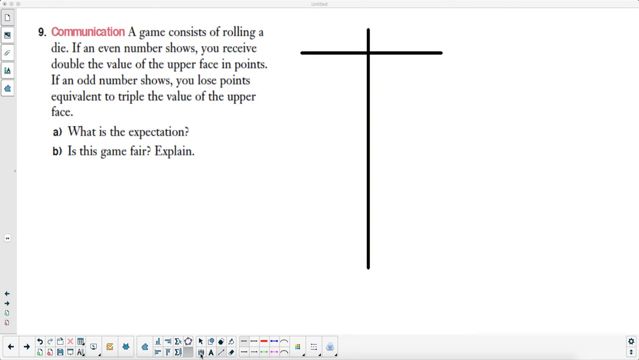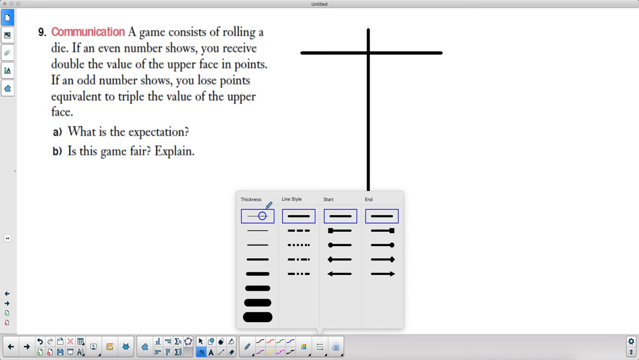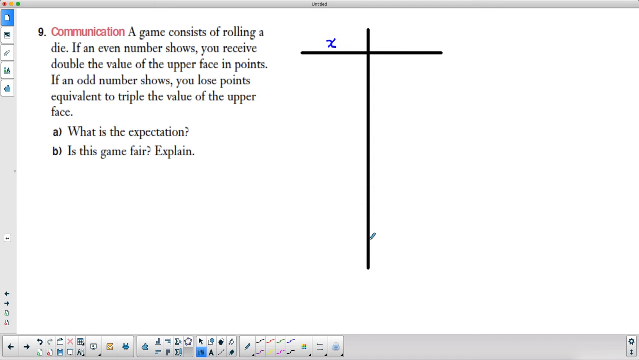Okay, let's take a look at question number 9. Question number 9 says a game consists of rolling a die. So what are the outcomes here? I'm going to create a probability distribution here. The outcomes are 1 to 6: 1, 2, 3, 4, 5, 6.